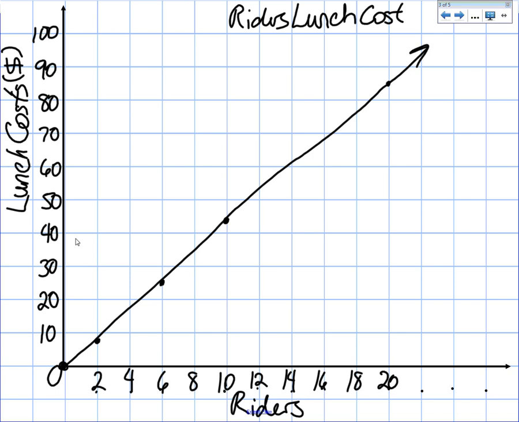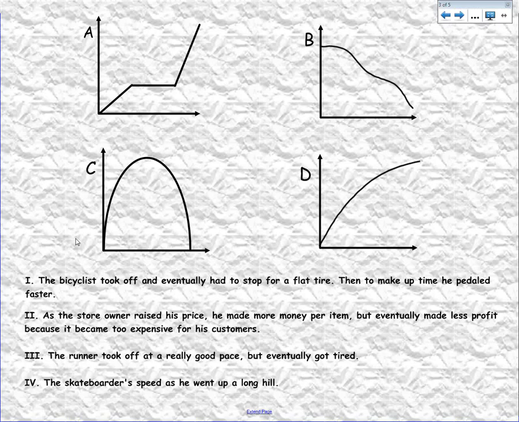Okay? So that's how we would graph our data. And that looks nice. That makes sense. Yeah, as riders increase, our cost should increase. All right, next thing we need to do is an important concept of matching the graph to the situation. So I'm going to read through these situations here, and I'll give you a moment to do that.